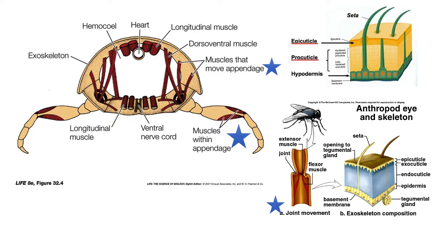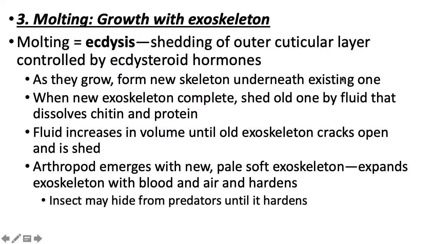Here's a cross-section of some type of arthropod, and you can see the muscles on the inside being attached to it. They contract to help it move, like a suit of armor. There are muscles that move the appendage, and muscles within the appendage. Here's another picture showing muscles on the inside working on that fulcrum, that lever, so it can move. And here's a picture of the cuticle, the epicuticle and the procuticle, making up the cuticle.